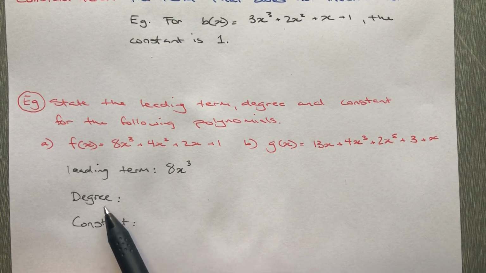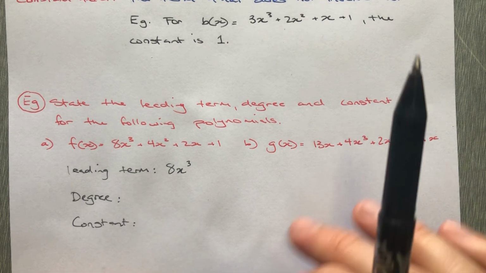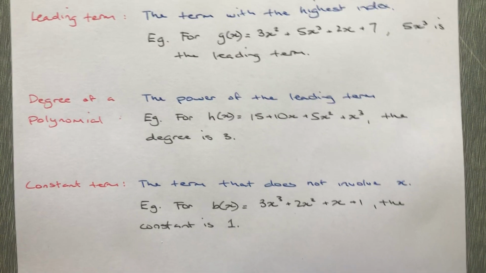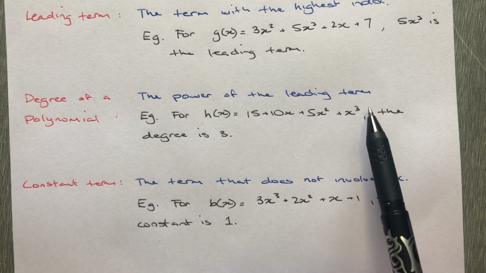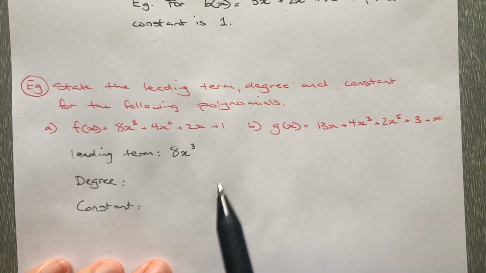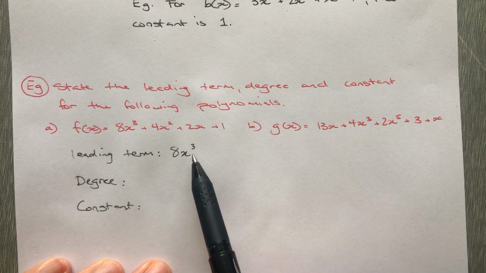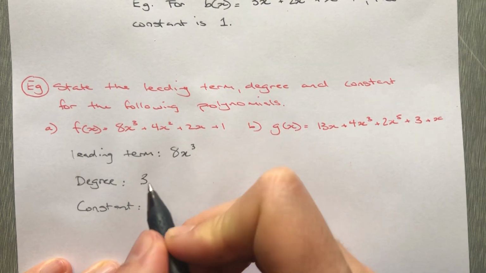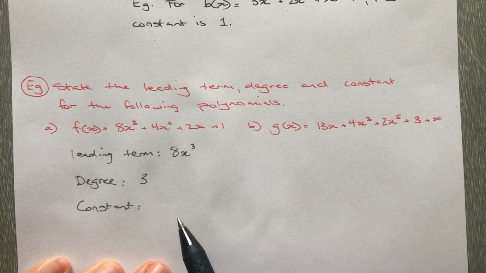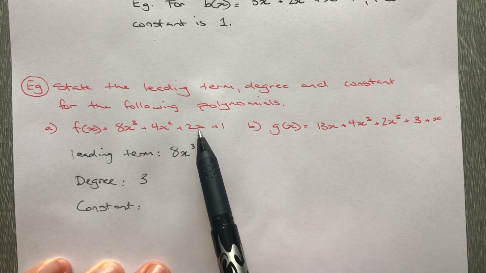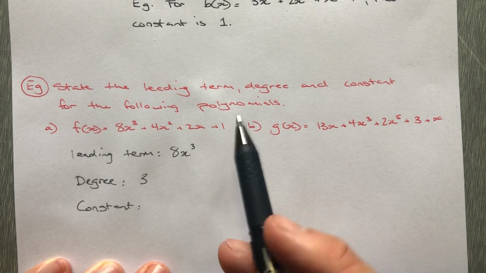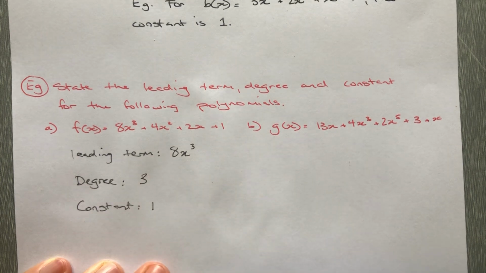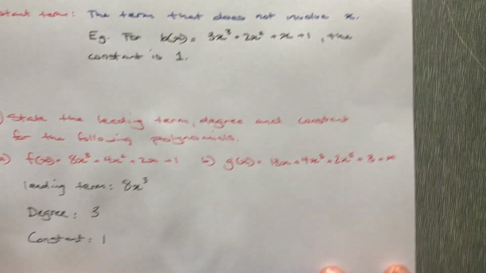Now the degree, if we remember from before, and I'm going to go up a little bit, the degree is the power of that leading term. So we already worked out that the leading term was 8x to the power of 3. The degree is that power, so the degree is going to be 3. And we need the constant as well. So the constant was the term that doesn't have x. There's an x there, there's an x there, there's an x there. This one doesn't have x, so our constant's going to be 1. And we're finished. So let's do the next one now.